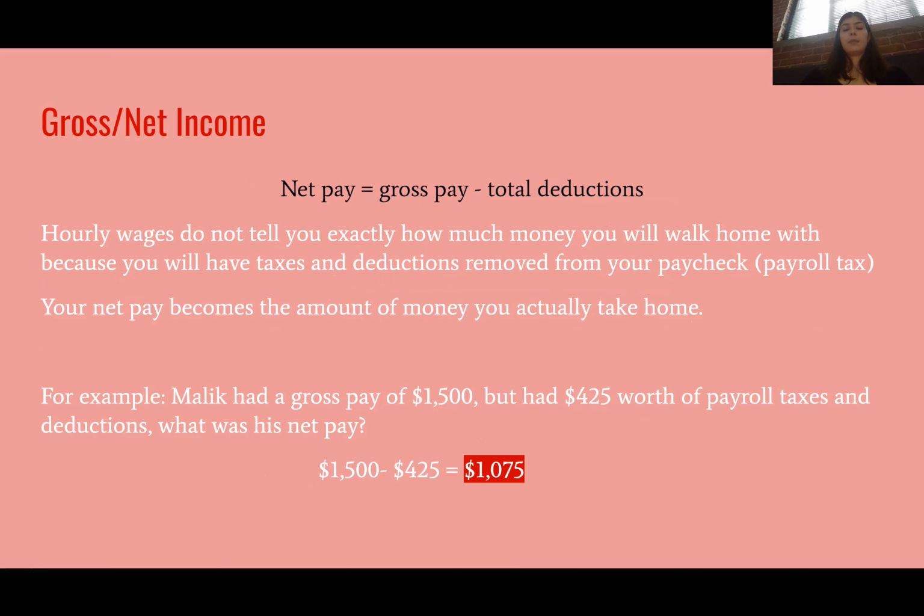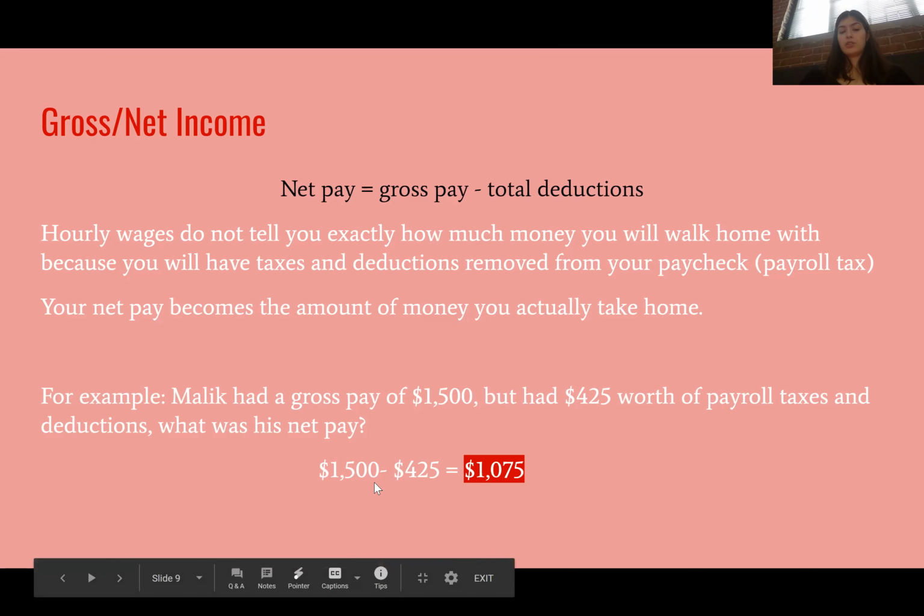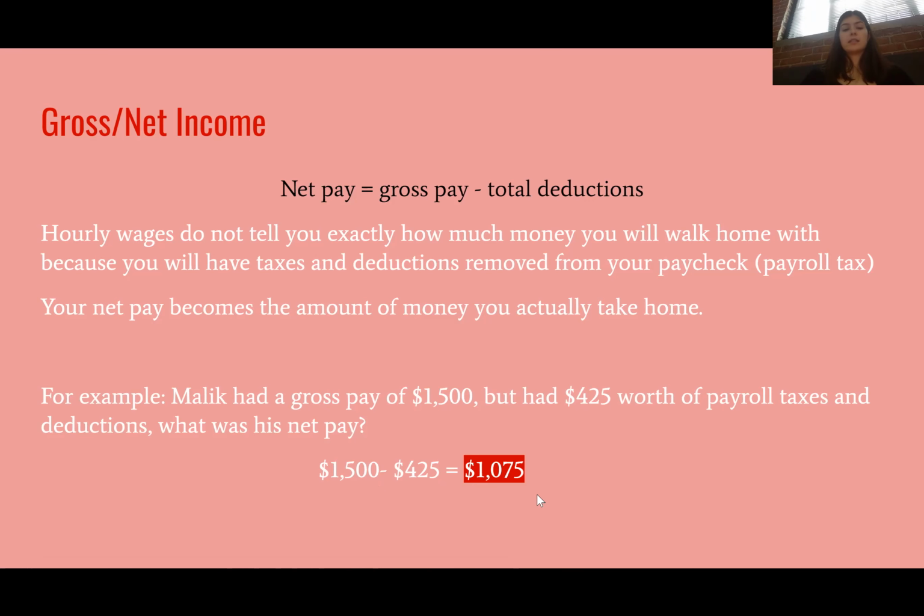So let's take a look at Malik here, for example. He earns a gross pay of $1,500, all right? But he has $425 worth of payroll taxes and deductions. So on his paycheck, right, you can see he earned $1,500, but we can see that in taxes, federal, state, whatever, his employer took out $425 to pay for those taxes and deductions. So how much does he actually get to take home? Well, we're going to take 1,500 and we're going to subtract 425 and you'll get $1,075. That's how much Malik is actually taking home in his pocket.